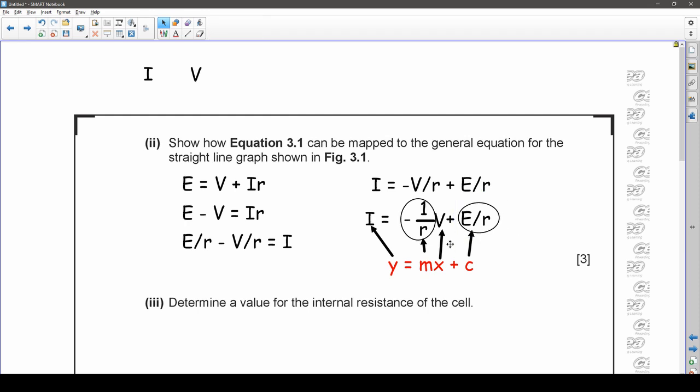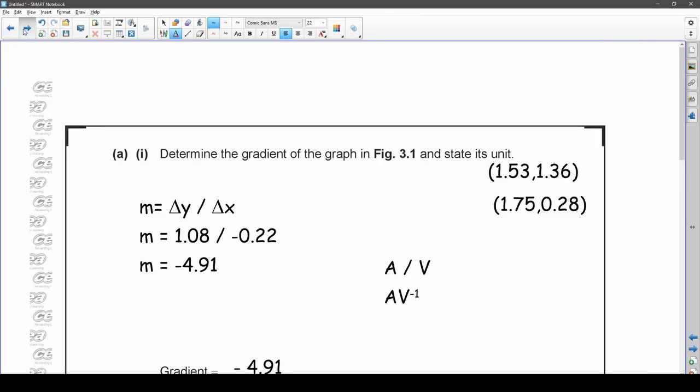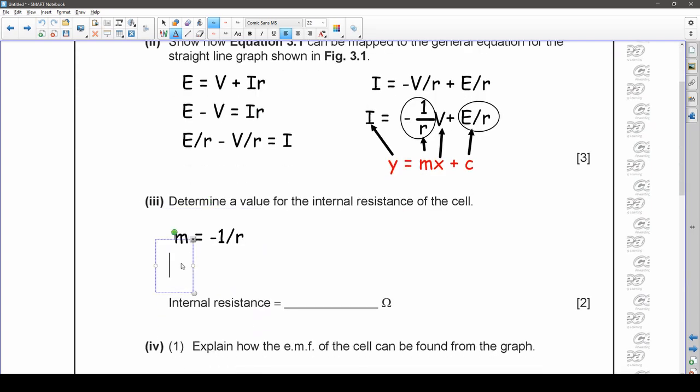So there we go. Alright, so determine a value for the internal resistance of the cell. So we need to find a little r. So that is a matter of finding the gradient. We've found the gradient already. So the gradient m is equal to negative 1 over r. We already have our gradient as negative 4.91. So negative 4.91 equals minus 1 over r. Okay, so the negatives go first, so 4.91 equals 1 over r.